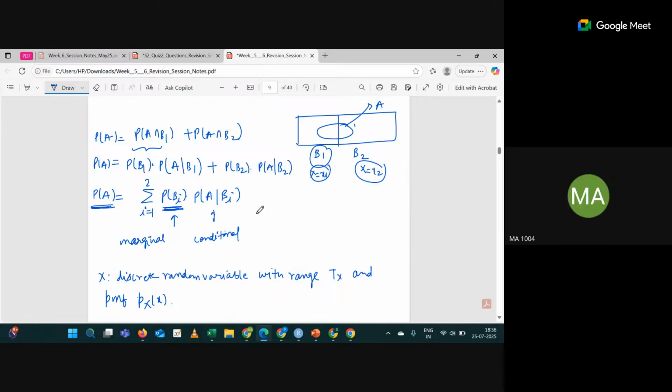Yes, sir. Okay. Sir, is this Bayes theorem only in continuous distribution? This is the law of total probability. Bayes theorem will come later. Okay, all right. So let me take one example for this problem, and then we'll move on to the other part.